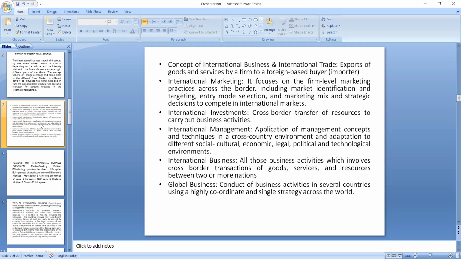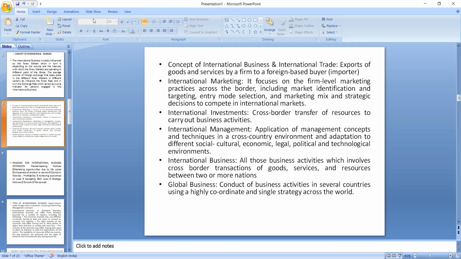International investments: cross-border transfer of resources to carry out business activities. International management: application of management concepts and techniques in a cross-country environment, and adaptation to different social, cultural, economic, legal, political, and technological environments. So this is about international management. It talks about all the things like political, social, legal, cultural, economic. So everything comes there, like one country's culture and everything, right?